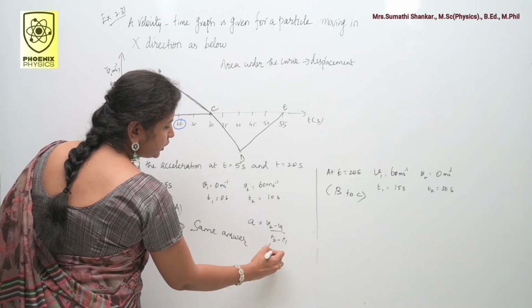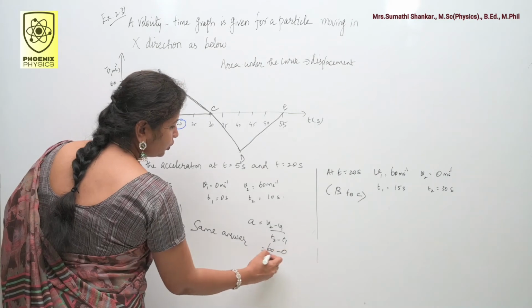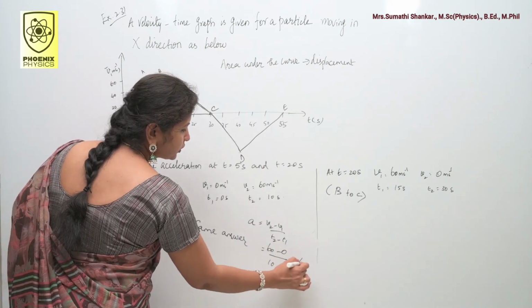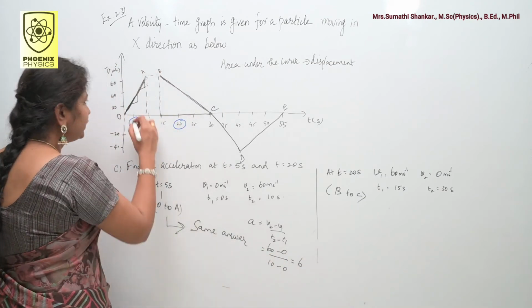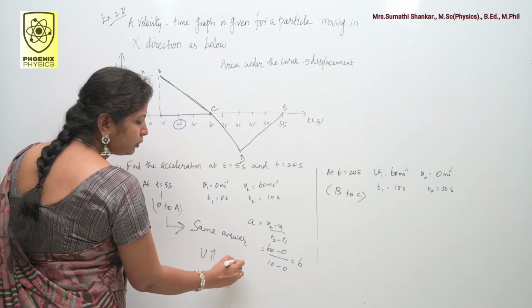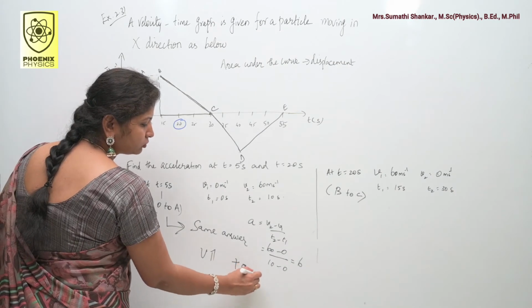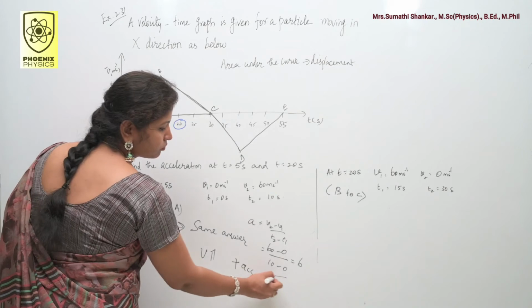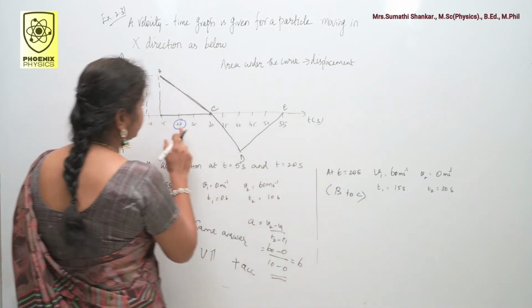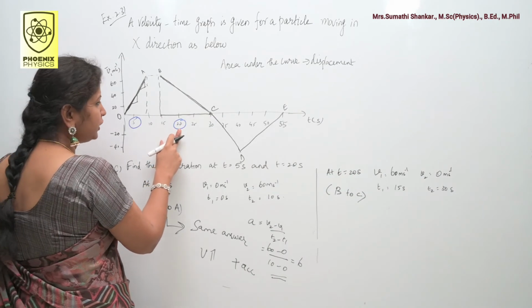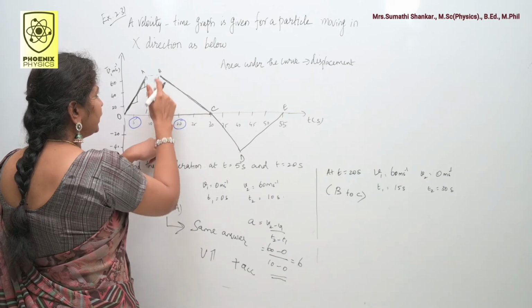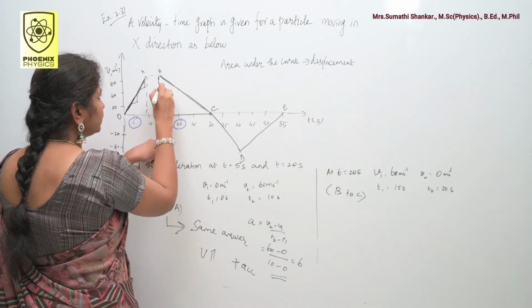V2 is 60 minus V1 is 0, divided by 10 minus 0. Your answer is 6. You know that V is increasing means you get positive acceleration like this. Second condition, at t is equal to 20 seconds. Here I have 20 seconds. This 20 seconds lies in this triangle, that is this triangle.